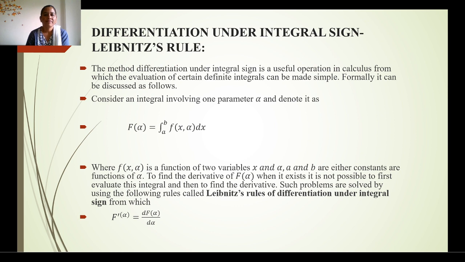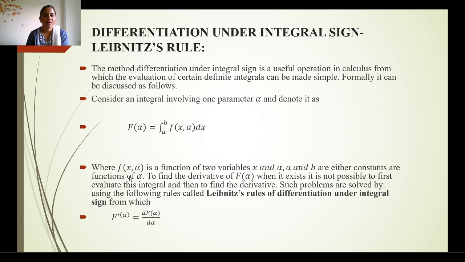The method of differentiation under the integral sign is a useful operation in calculus from which the evaluation of certain definite integrals can be made simple. Formally, it can be discussed as follows. Consider an integral involving one parameter alpha. This can be represented as f of alpha, where f of alpha is equal to the definite integral from a to b of f of x comma alpha dx. x is a variable and alpha is a parameter.